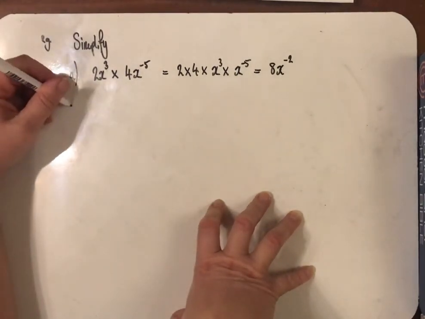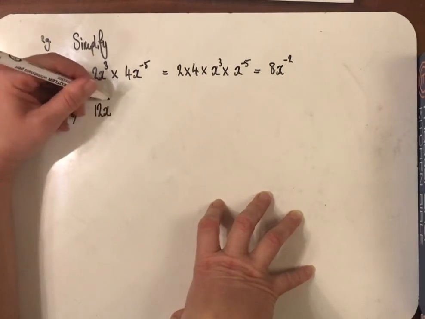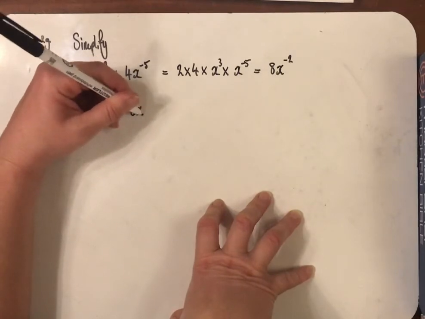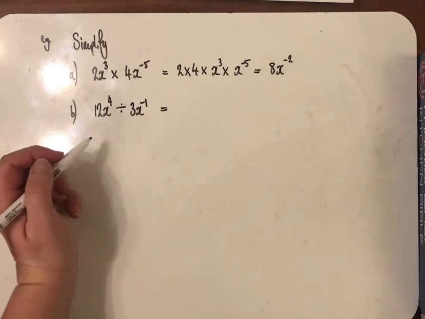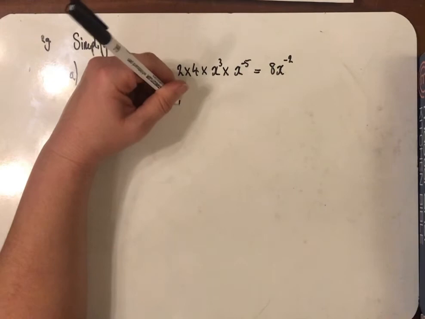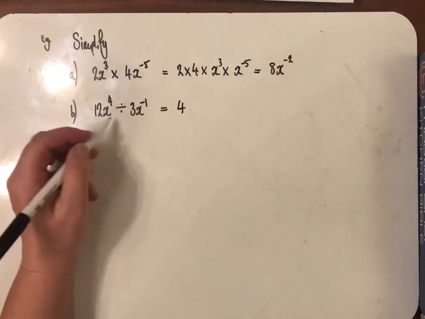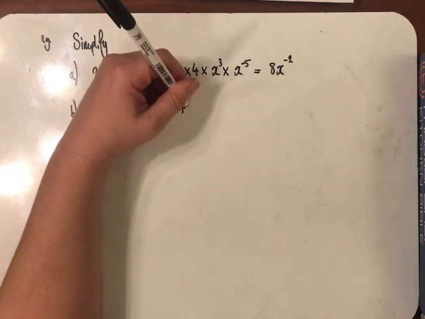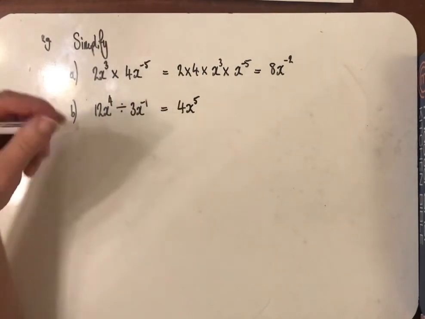And then part B, if we've got 12x to the power 4 divided by 3x to the minus 1, then you can do the numbers first. So 12 divided by 3 is 4. And then x to the 4 divided by x to the minus 1. I'm subtracting the powers. So it's 4 minus minus 1. So that goes to 4x to the power 5.